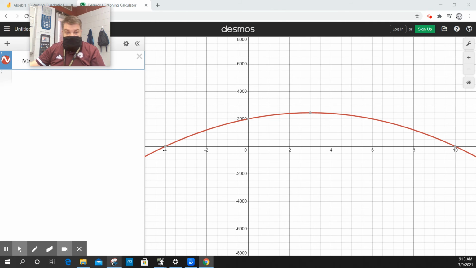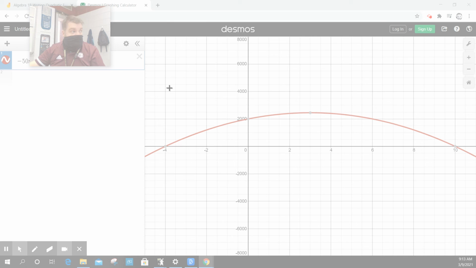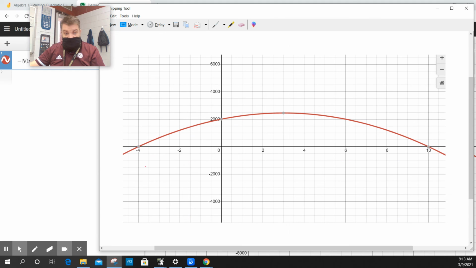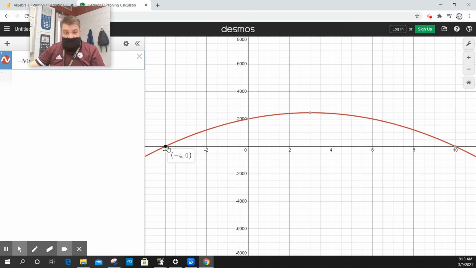I'm just going to take a screenshot of that. Actually, before I take the screenshot, let's highlight some key points on this graph. Now I'm going to retake the screenshot.